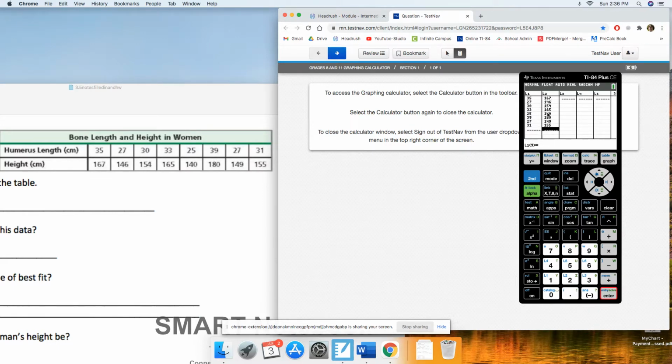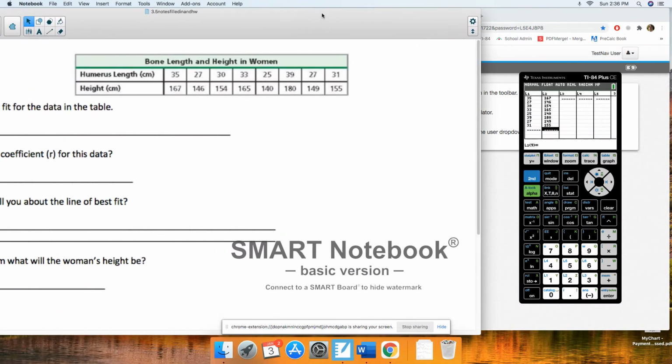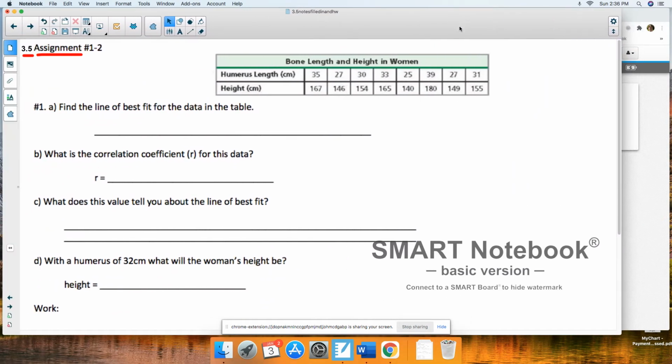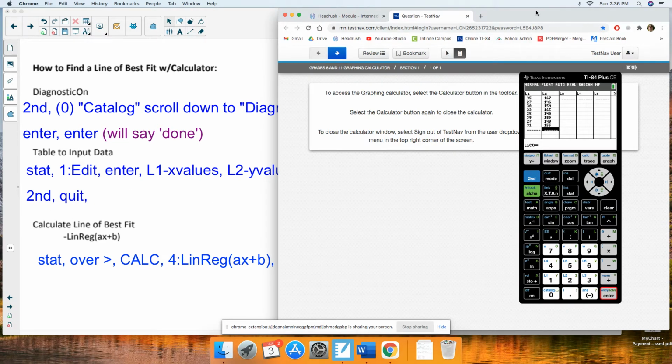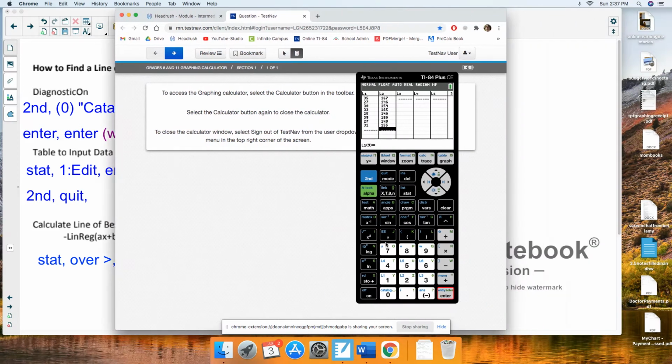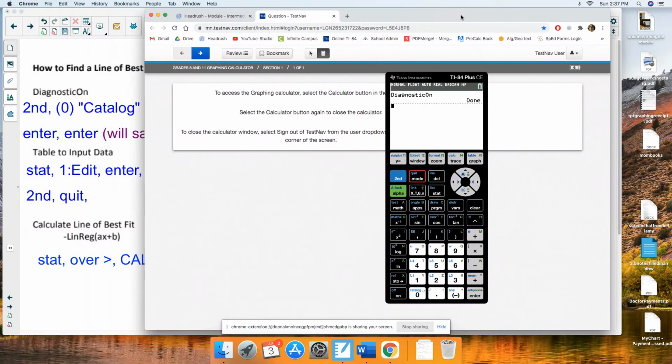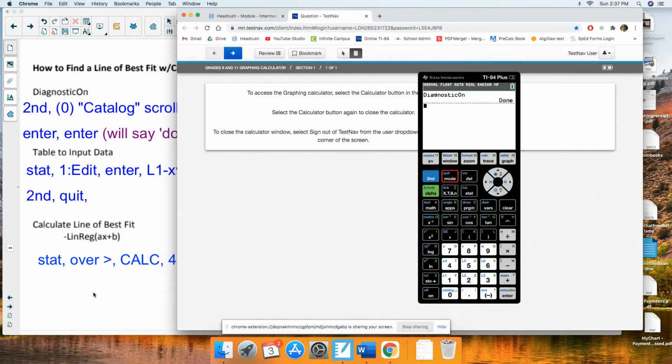All right, so now we can see our lists are both the same in length, and now we can actually find our line of best fit. This is what we did here. We did stat, edit, entered the x values into L1, y values into L2, and now we're going to do second quit, in accordance with our notes. Then we need to actually calculate the line of best fit.